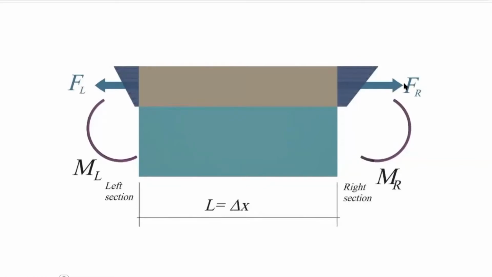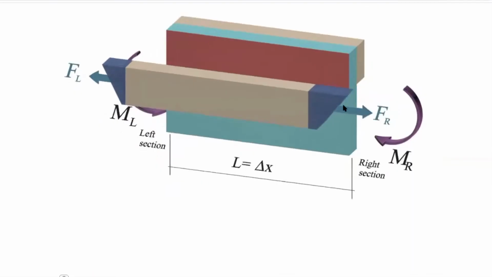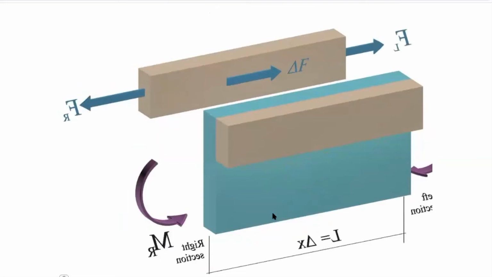F sub R stands for the resultant of the stress block that is acting on that rectangle on the right of the element. And F sub L is the resultant force of the stress block on the left side of the element. As we can see, these 2 forces are not equal to each other because they are developed by 2 different stresses that are having different magnitudes. In order for this element to maintain its equilibrium, there should be a balancing force, which is shown here by delta F. This balancing force is the difference between the force acting on the right side and the force acting on the left side.